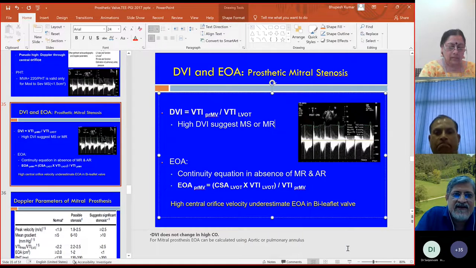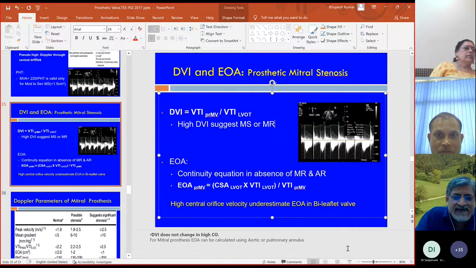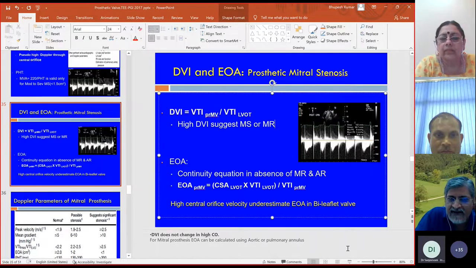Now in this situation, in case of mitral valve, the peak velocity is more than 2 meters per second, in case of aortic valve, peak velocity is more than 3, or the mean gradient is more than 5 in case of mitral valve, or 20 in case of aortic valve. Now, whether there is stenosis or not, for that purpose, we have these three parameters: acceleration time, the DVI, and the effective orifice area.